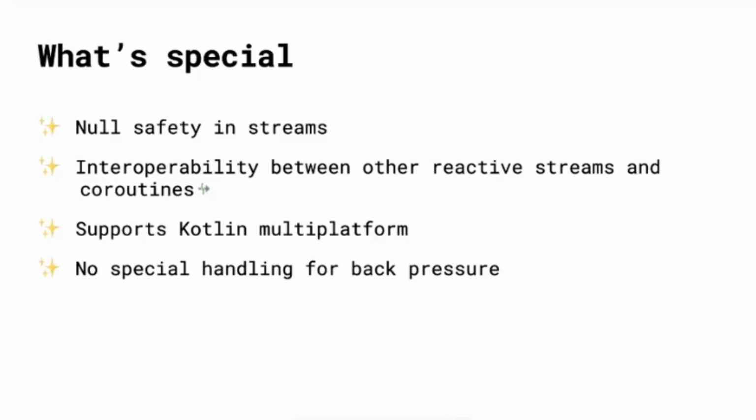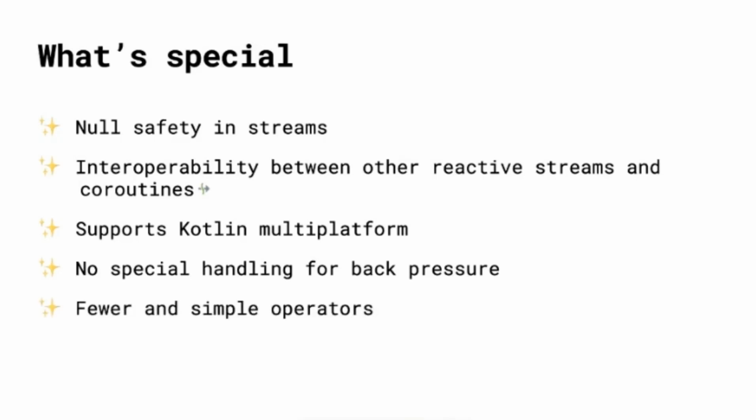Fourth, there is no special handling for back pressure. This is a pain when you're dealing with reactive libraries, especially Rx. With Kotlin coroutines and Flow, there is literally no operator for handling back pressure. I mean, there are some things you can do for sure, but most cases are magically handled by the suspending nature of coroutines.